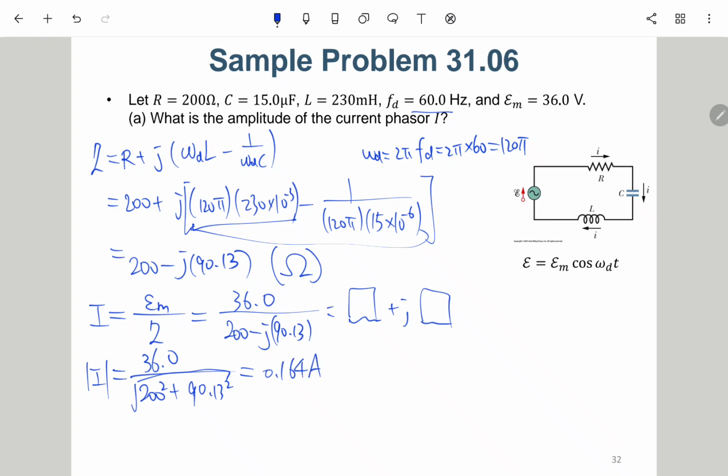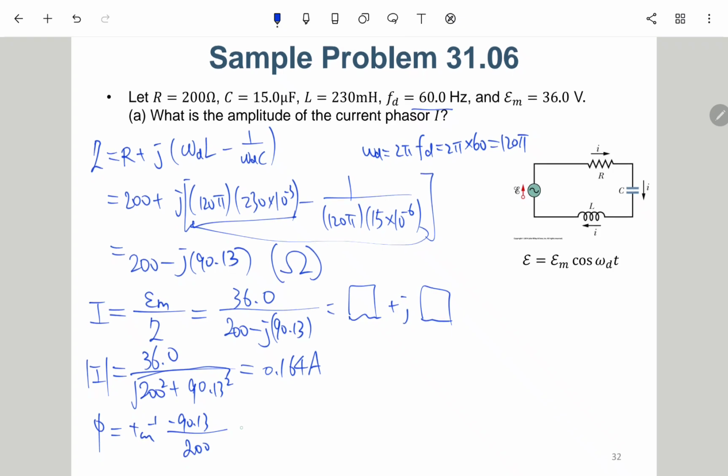So this is nothing but 0.164 A. And then phi is nothing but arctangent of negative 90.13 over 200, which is negative 24.3 degrees. Or if you like, you can write it as negative 0.424 radian.